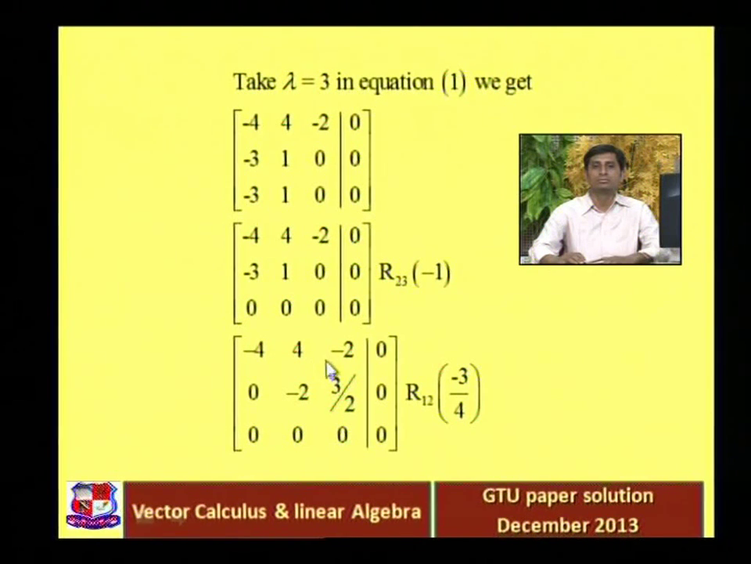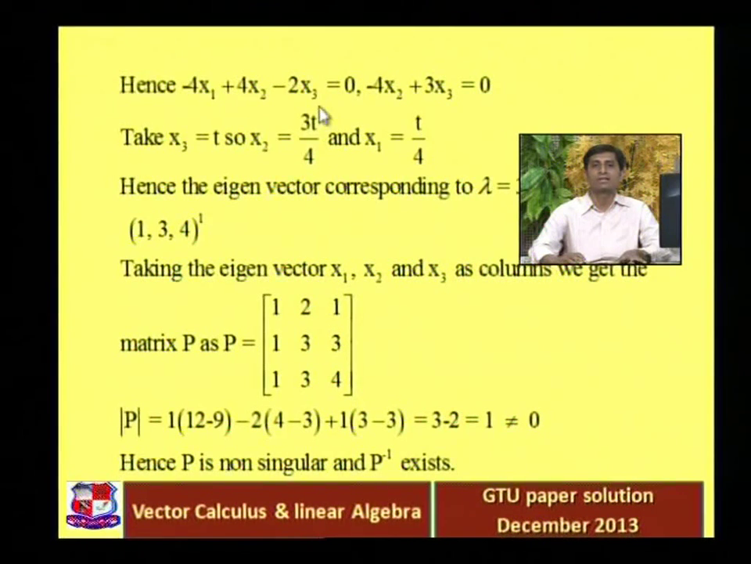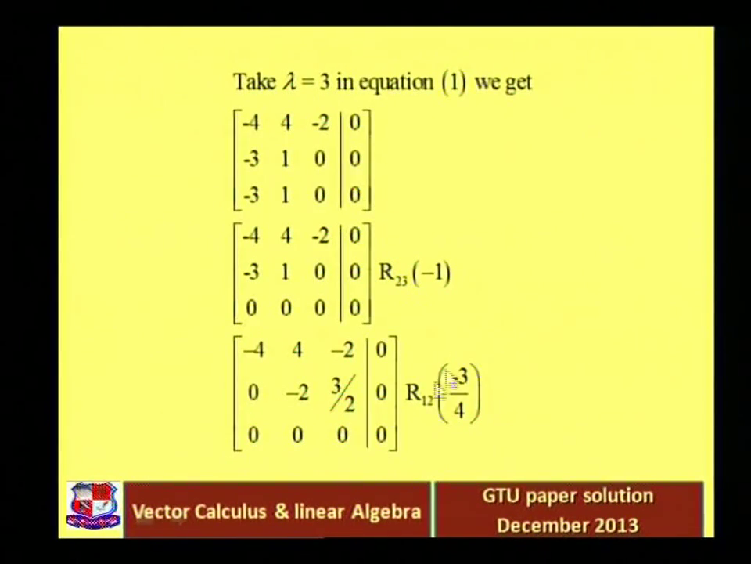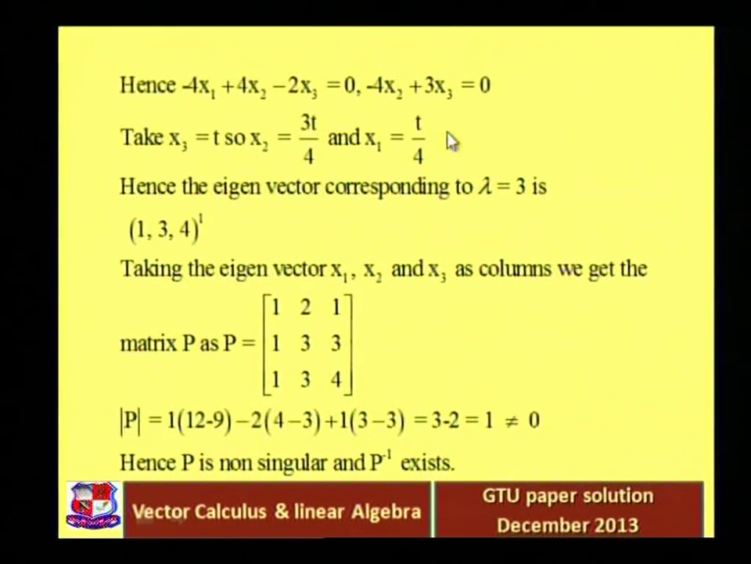So our equation is -4x1 plus 4x2 minus 2x3 is equal to 0. Then -4x2 plus 3x3 is equal to 0. Now take x3 equal to t, so x2 is equal to 3t/4 and x1 is equal to t/4. So hence the eigenvector corresponding to lambda equal to 3 is, you will get 1, 3, 4.